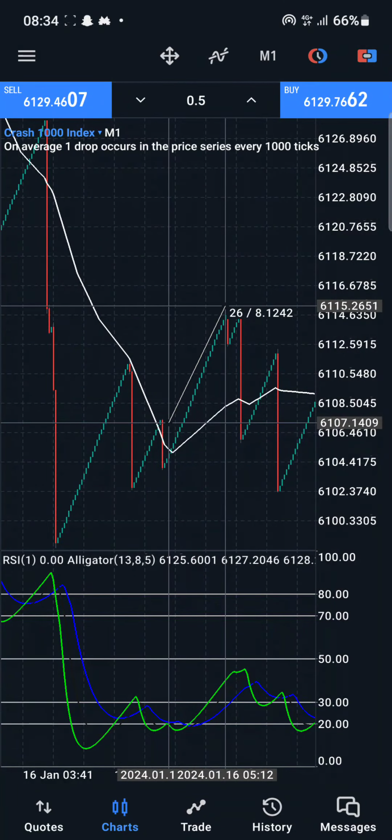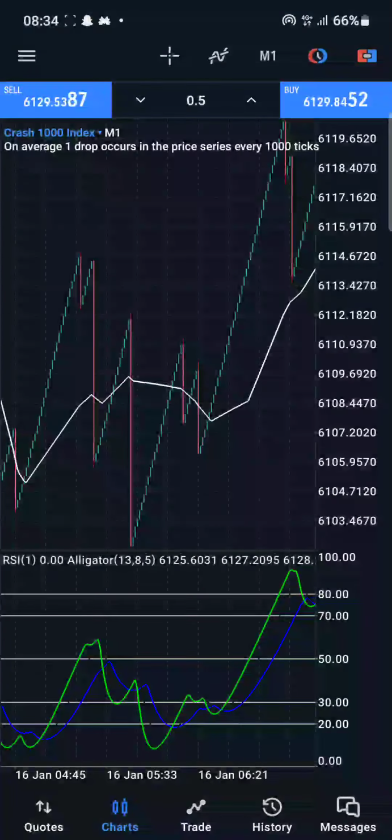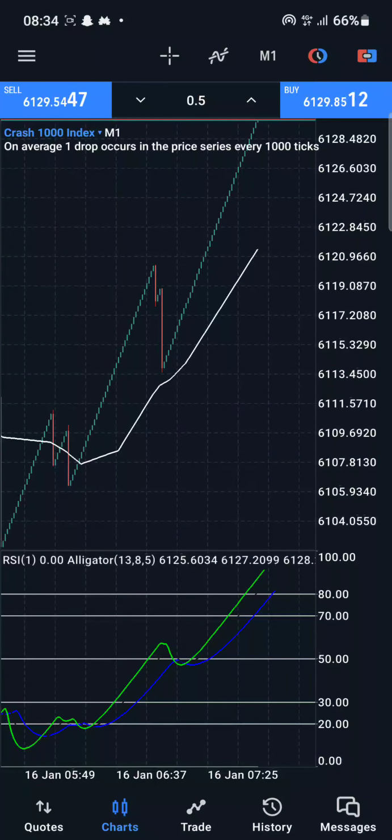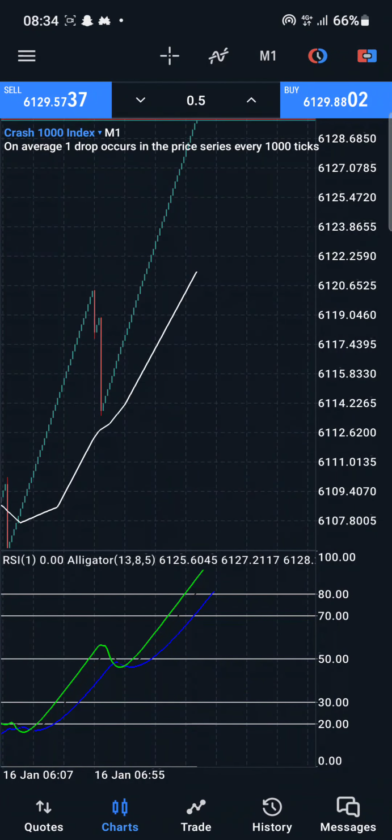And of course, because it is still around the support region, we still have the opportunity to make more profit right from there. Okay, so you can see it right from here. When it pulled back, it actually went back into a full uptrend. You can see this, it went straight into an uptrend.